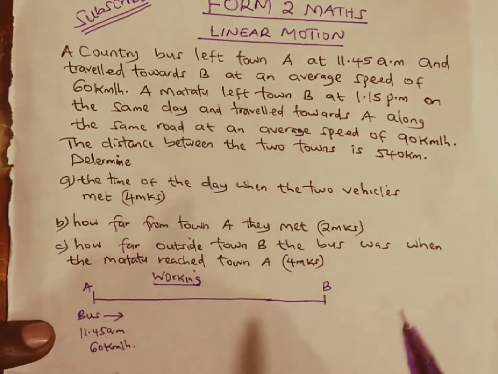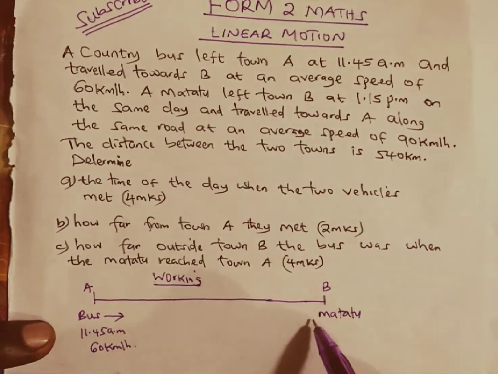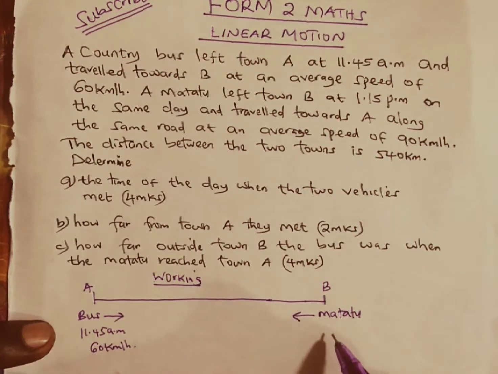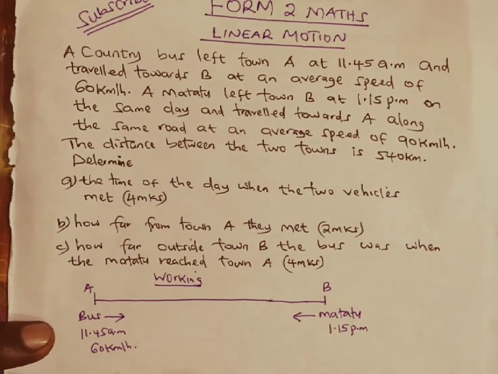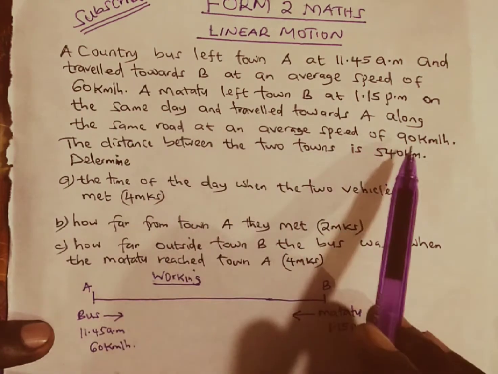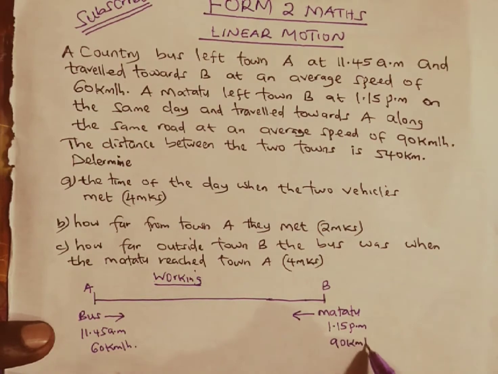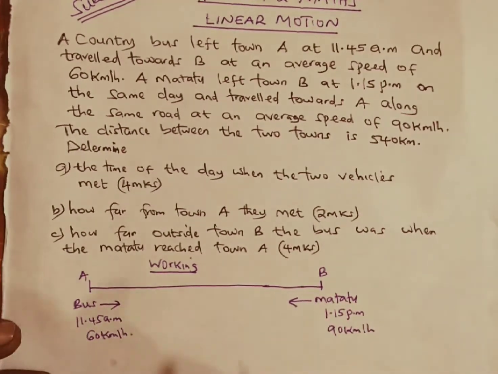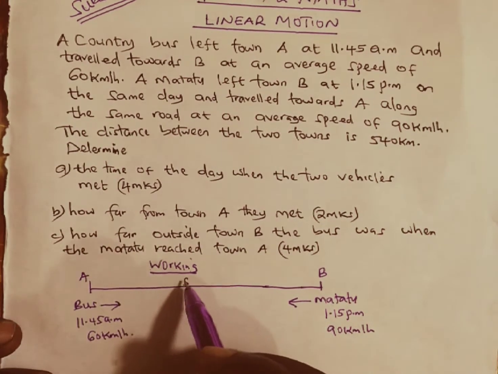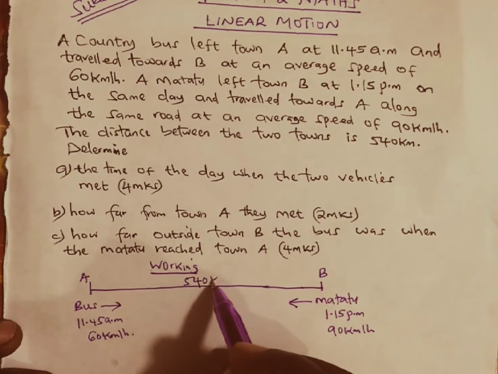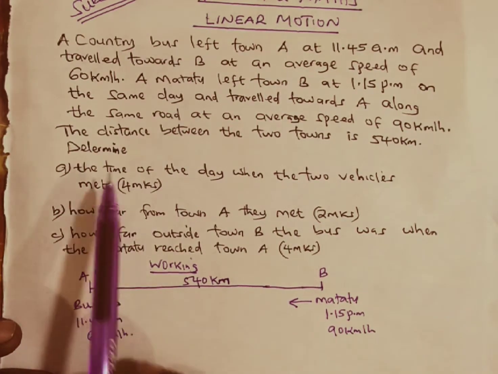A matatu left town B at 1:15 p.m. We have a matatu leaving town B, moving towards town A at 1:15 p.m. And the matatu is traveling at an average speed of 90 kilometers per hour. So the distance between the two towns is 540 kilometers. The distance between A and B is 540 kilometers. So let us look at the question.